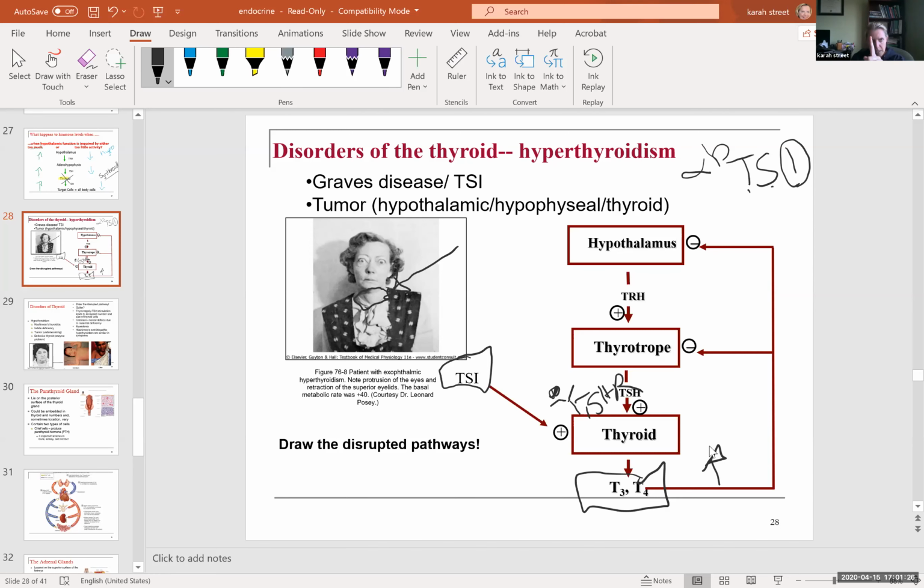So anytime TSH receptors are bound excessively on the thyroid gland, you're going to get a goiter. A goiter is not a diagnostic tool. Let me say that again. If you have a patient come into your clinic and they have a goiter, you cannot say, aha, you've got hyperthyroidism. Nope. Because I'm going to show you on the next slide that someone can have hypothyroidism and still have a goiter.